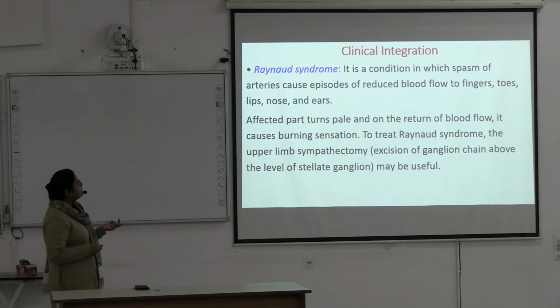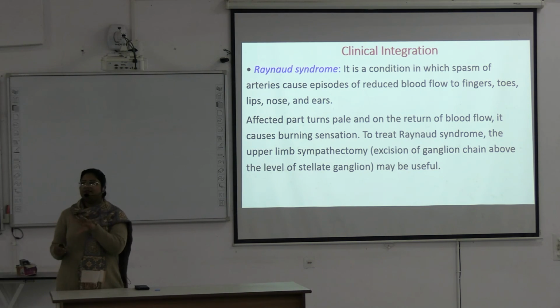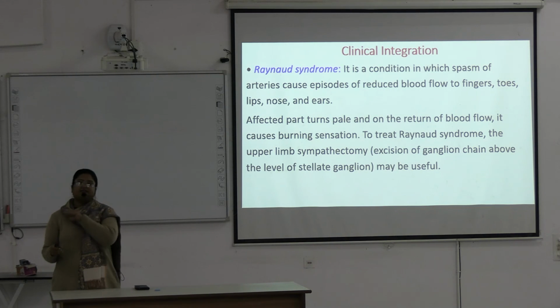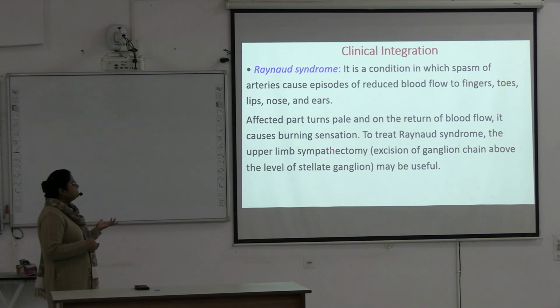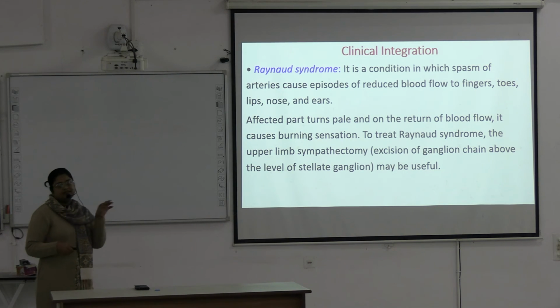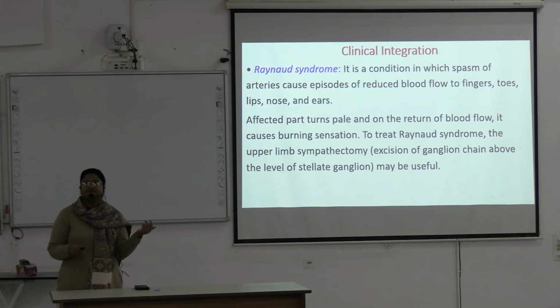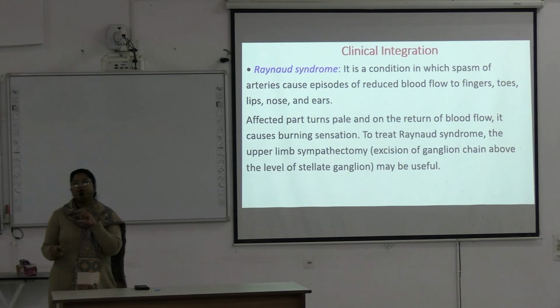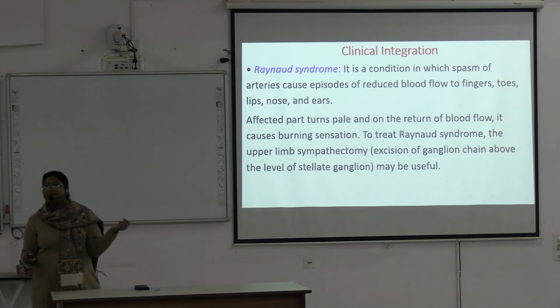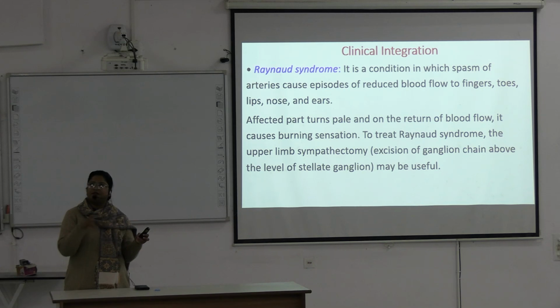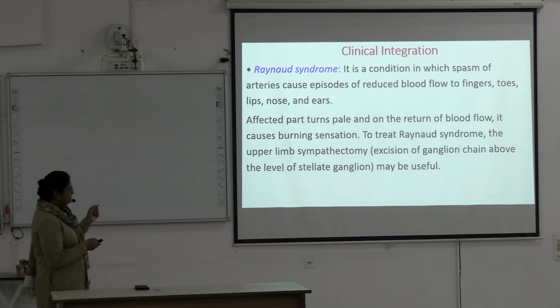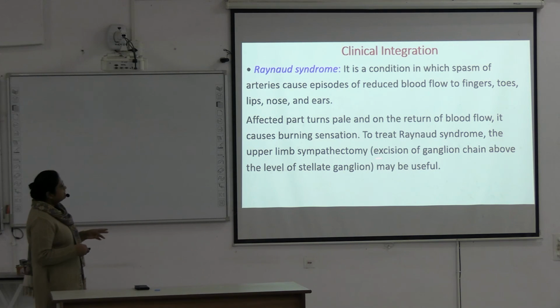The affected part turns pale, and on return of blood supply, during spasm there will be less blood supply, and when the spasm is released, blood supply is restored. So with the sudden blood supply, there will be pain or a burning sensation generally, because blood is hotter. Mainly 37 degrees centigrade temperature is maintained, and when blood supply is less, the temperature is reduced at this part. So that's why there will be a burning sensation.